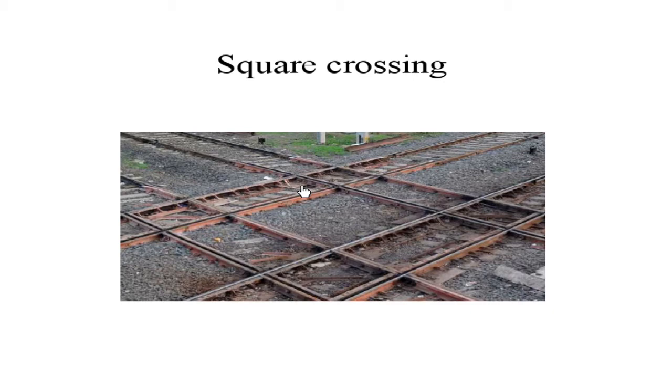Here the railway track is intersecting each other at 90 degree. Okay, and this is known as square crossing because here a square is formed. You can see over here a square is formed. So this crossing is known as the square crossing. Okay. Now coming to the next crossing.